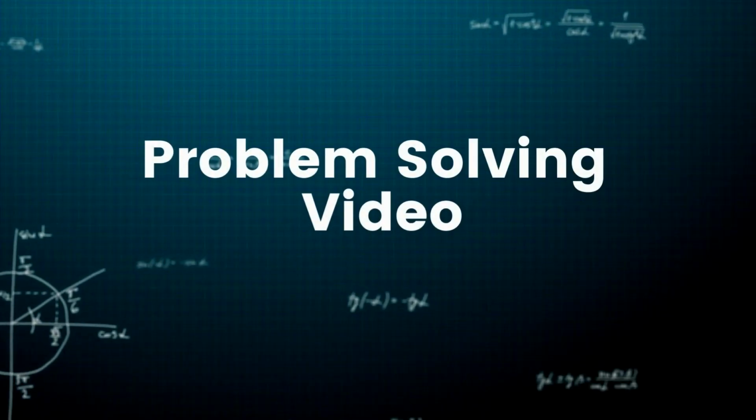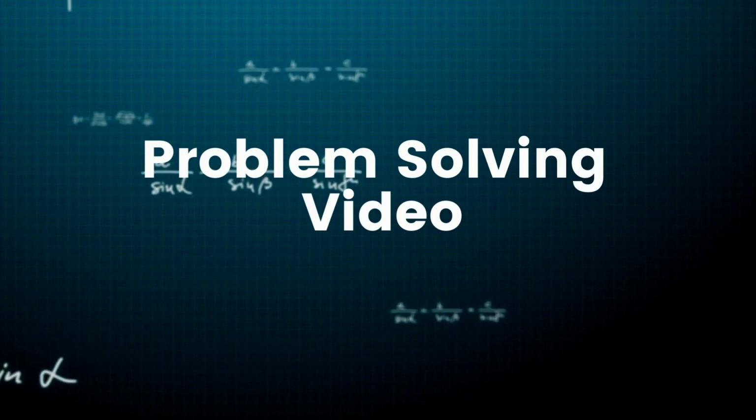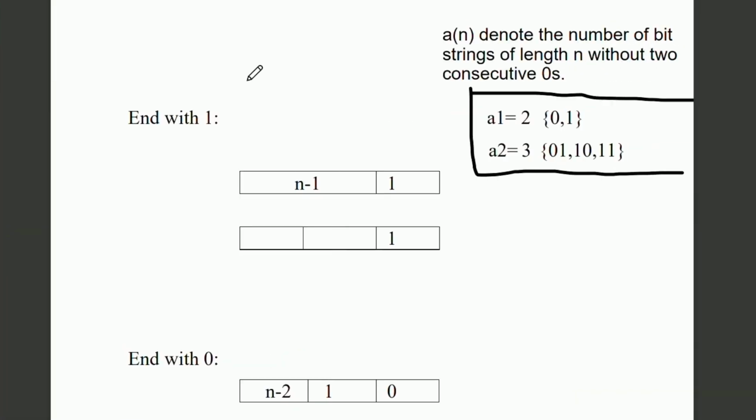Now, let's watch a problem-solving video by me to help you gain more understanding. Now, let's say n is 3. n is the length of the bit string, and we split it into two conditions. First, it ends with a 1, and the second condition is it ends with a 0.